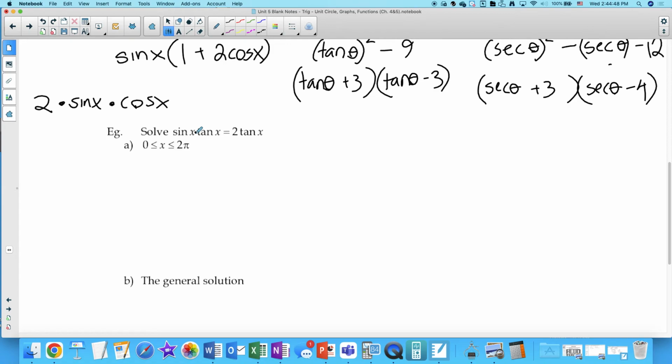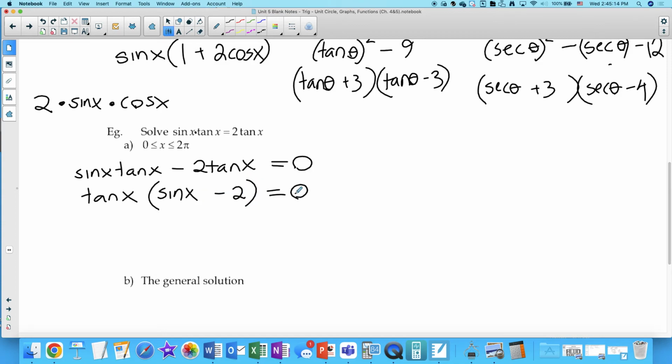Okay. And now what can I do? Yeah. Factor out a tan x. And here I'm going to be left with sine x. And here I'm going to be left with minus 2. Okay? So actually, let's start with this one. If sine x minus 2 equals 0, what does sine x equal? 2. Try doing that in your calculator.